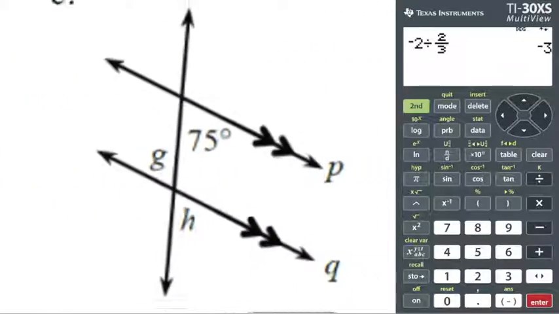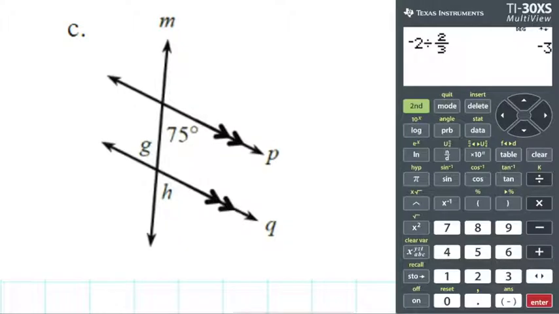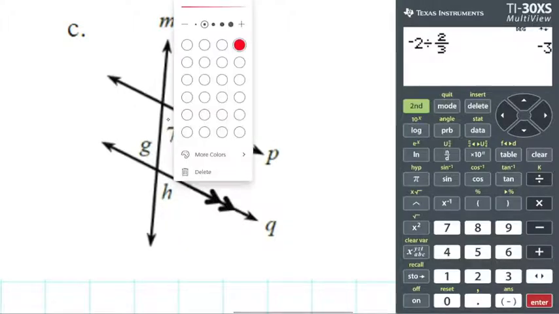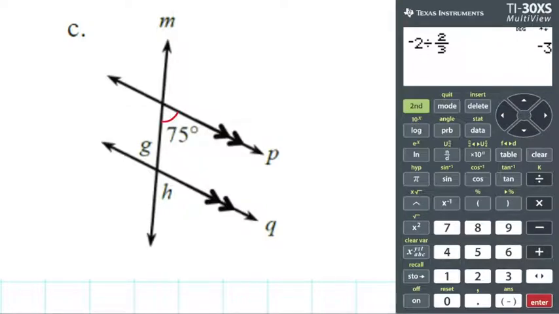And then the last question is this one. I'm given this angle. I'll mark it here in red. Well, this is an alternate interior angle, so I know that G must be 75 degrees. And because G and H are vertical angles, they're right across from each other, H must also be 75 degrees. So for this problem, G was 75 and H was 75. That's it.